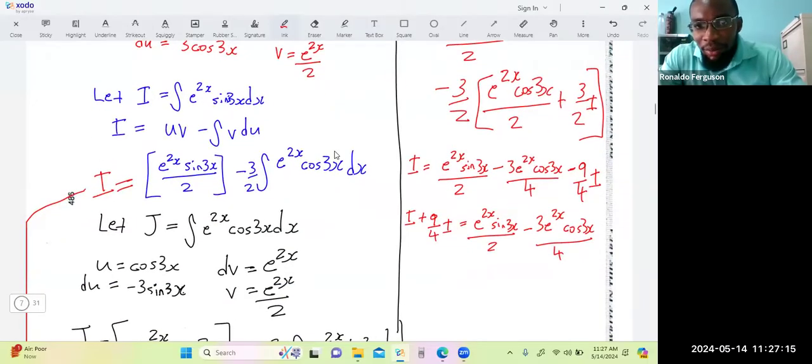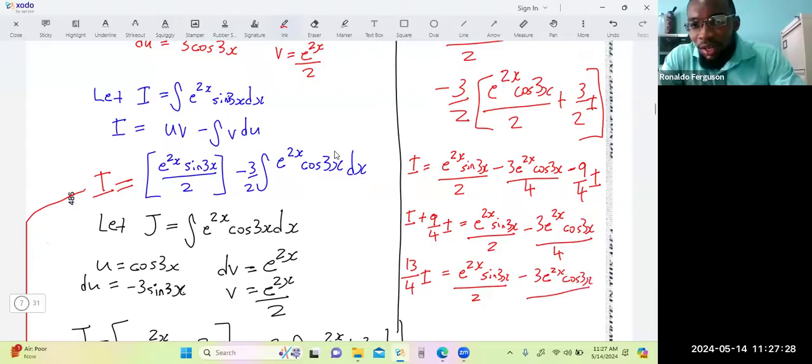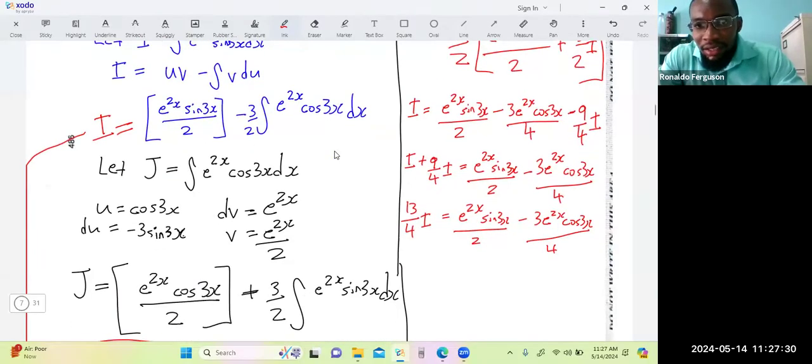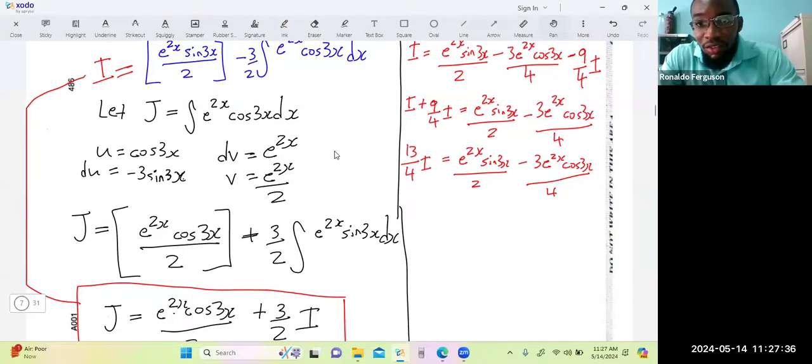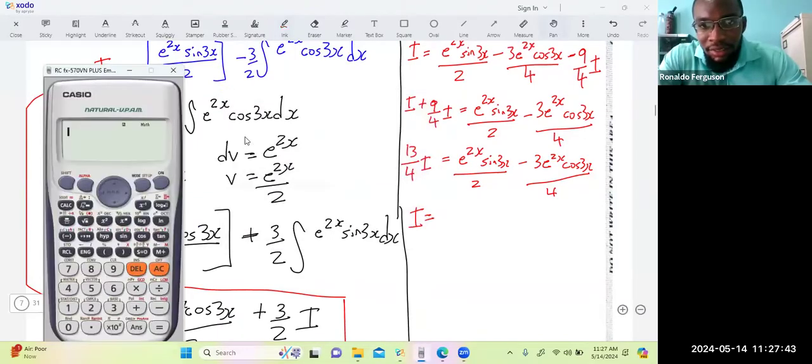Then now 1 plus 9 over 4 is 13 over 4 I equal e to the 2x sine 3x over 2 minus 3e to the 2x cos 3x over 4. Then divide through by, we need to divide through by what? 13 over 4. Dividing by 13 over 4 is multiplying by 4 over 13. Then I equal, bring out the calculator. Multiplying by 4 over 13, half times 4 over 13.